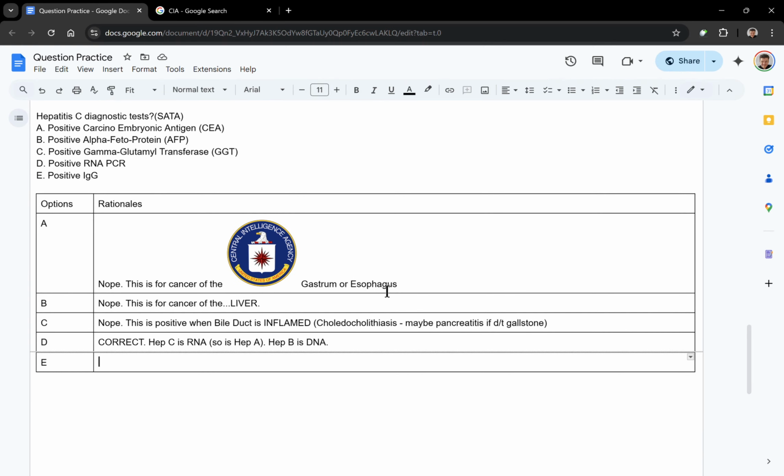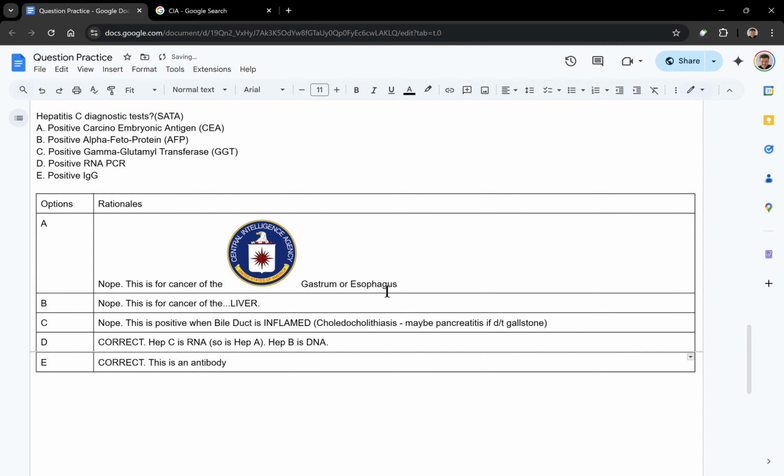But that's not in real life though. In real life I would do that to you. All right, so positive IgG is correct. Why is it correct? Is that immuno? Is this antibody or antigen?